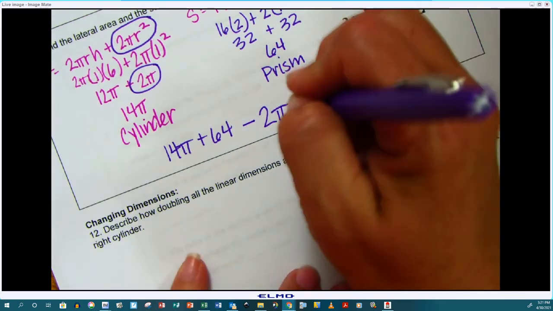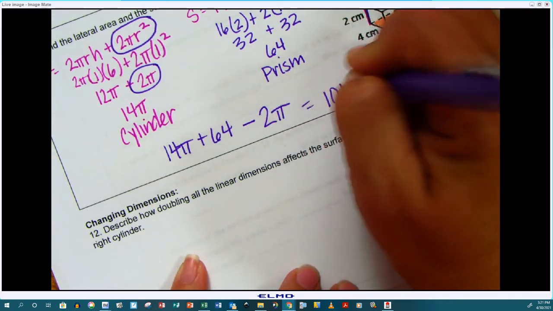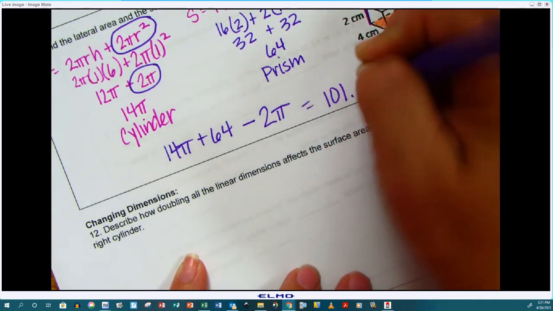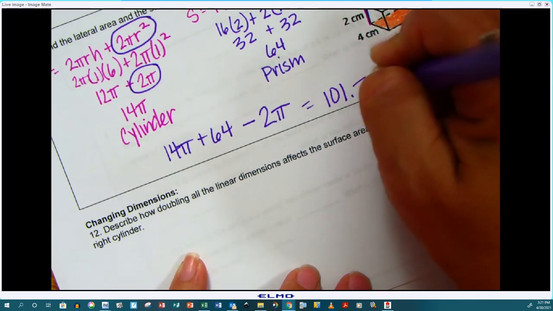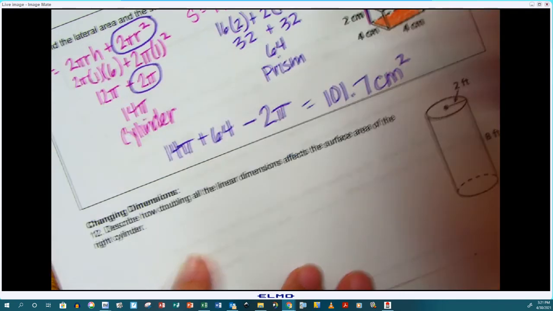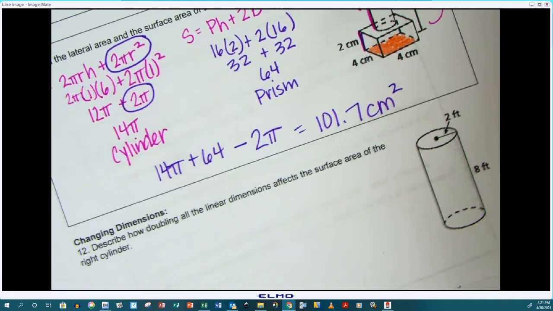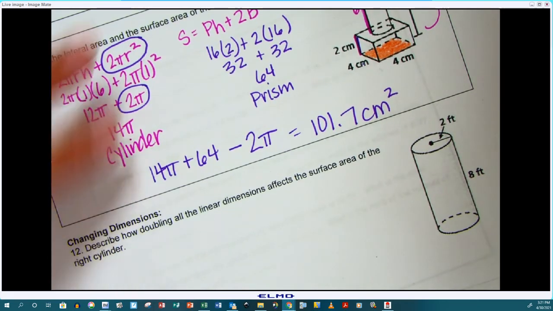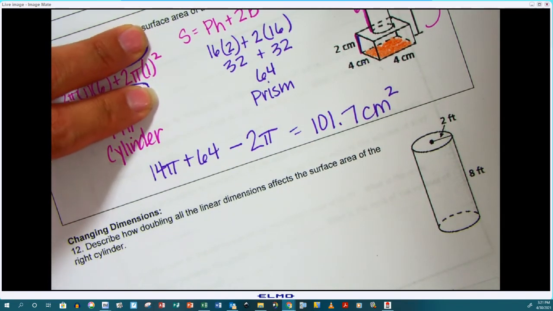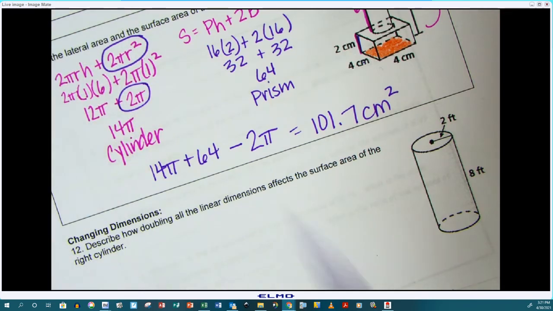So let's go. 14 pi plus 64 minus 2 pi, which is 101.7. I got 101.69. Yep. Now, could we have just eliminated those 2 circles in the beginning? We could have, but seeing it this way helps us understand and helps us see what we're doing, okay?